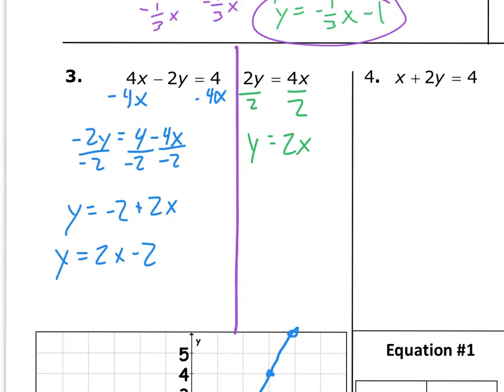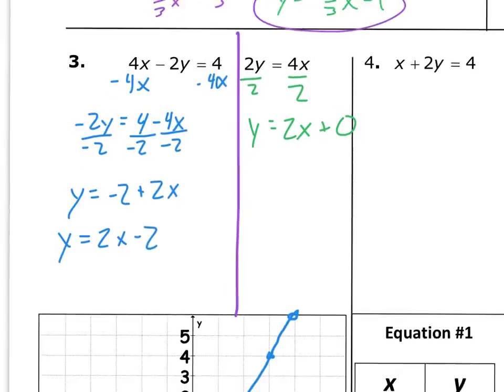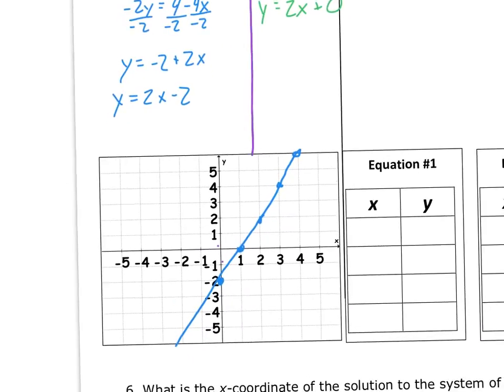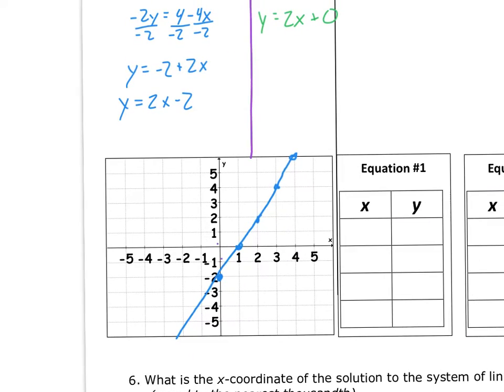Well, if you notice, there's no b value out here. We have a b value on the other one of -2. This one, if there's nothing written there, it's implied that the b value is 0. You don't have to write it, just understand that the y-intercept there is going to be 0. So now whenever I graph that one, my y-intercept of 0, so I'm going to start it at 0.